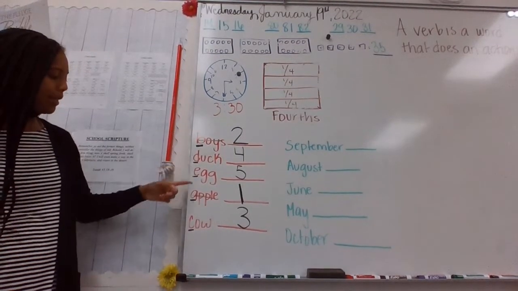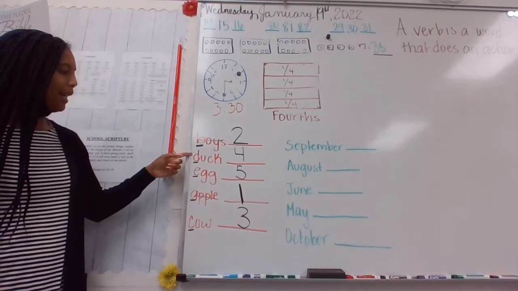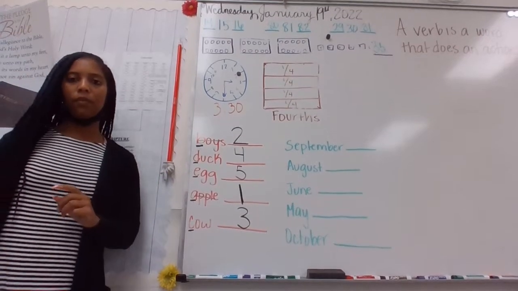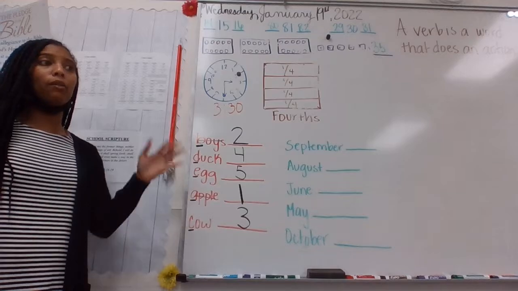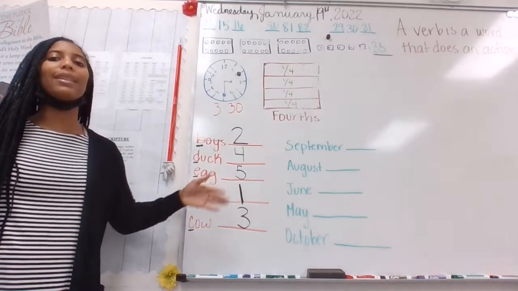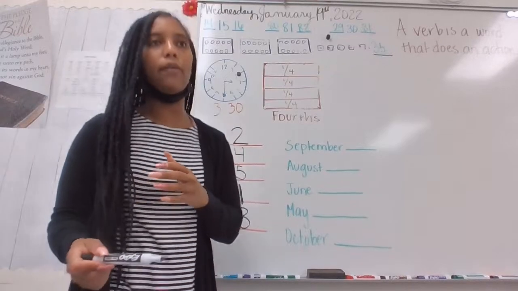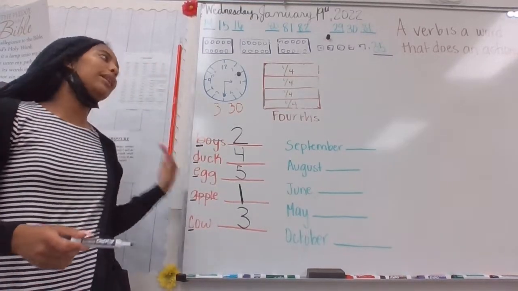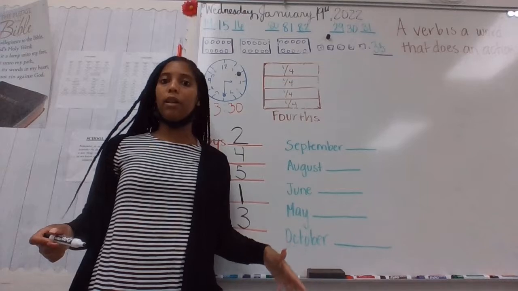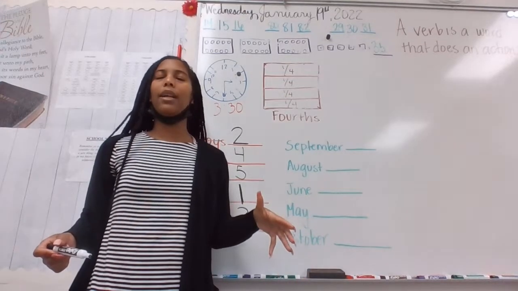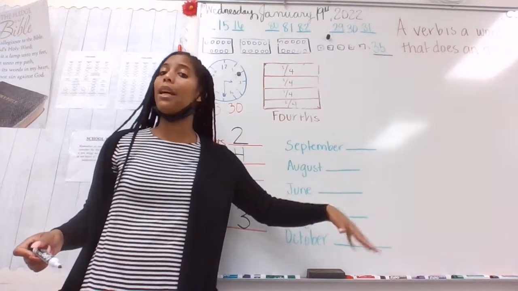Then B, boys. C, cow. D, duck. E, egg. Now this one was a little easy because it went in the order of the alphabet. A, B, C, D, E. But not all the time will your list go in the exact order of the alphabet. Sometimes your list won't have some letters.